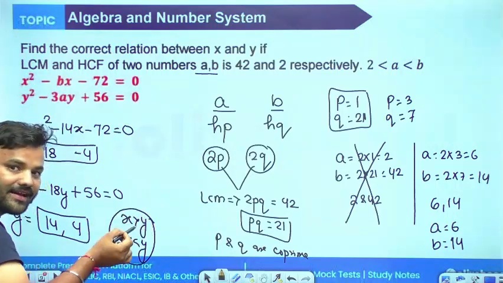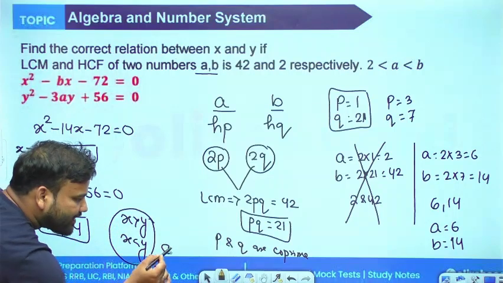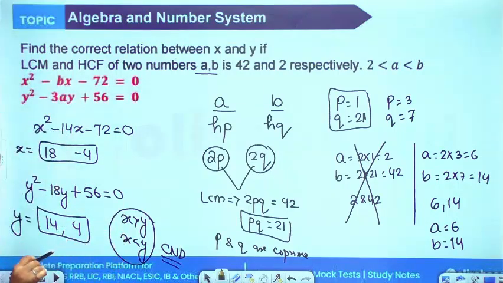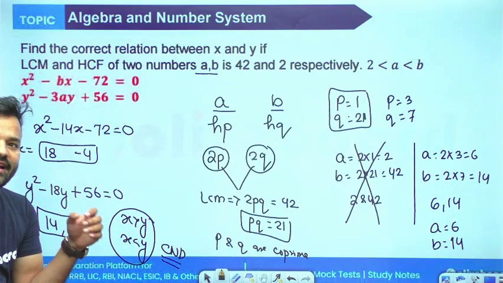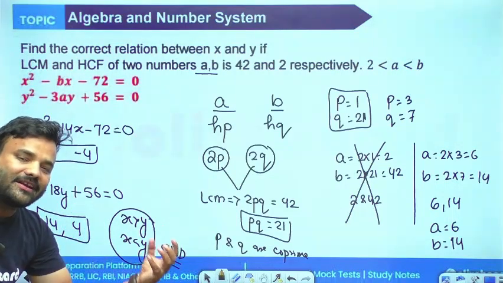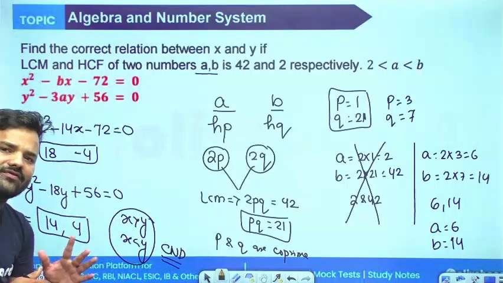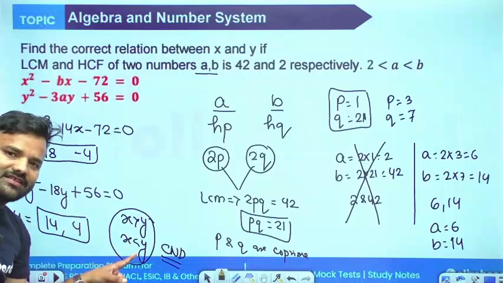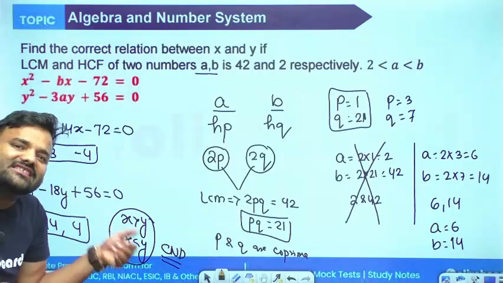In that case, the answer will be C and D, or we can say the relation between x and y won't be able to be established. So the answer of this particular question will be there is no perfect established relation between x and y, or we can say C and D: x is greater than y and x is also less than y. In a quadratic expression, if the sign changes, the answer will be C and D.